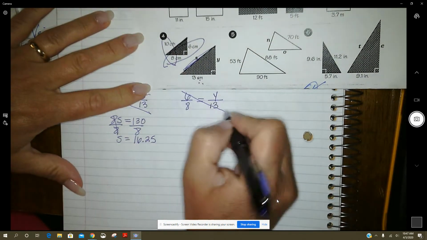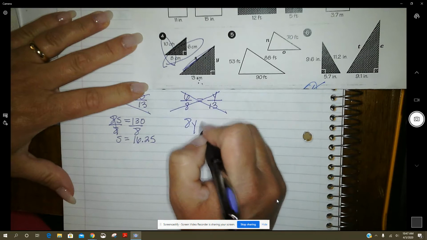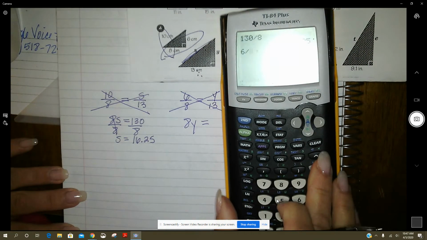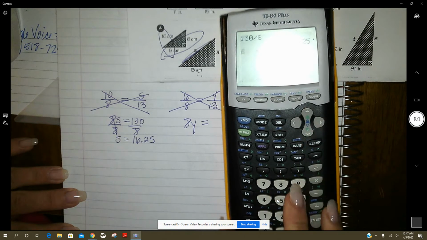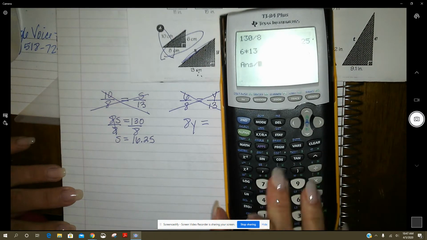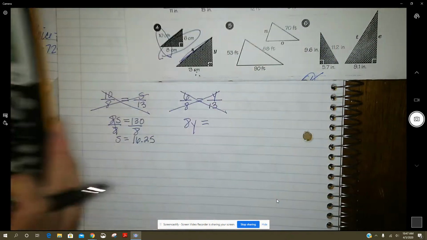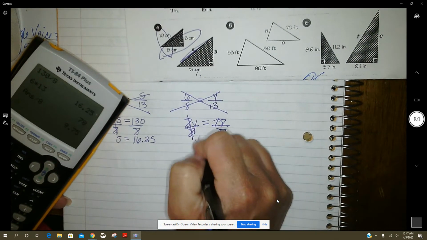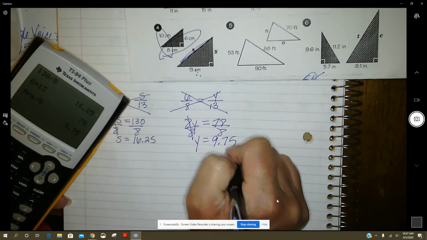And I do the same thing. I'm just going to cross multiply. So 8y equals, I'm not sure what 6 times 13 is. So let's go do that. So I get 78, and then I'm going to divide that by 8 to get 9.75. Okay, so I hope that helps a little bit.